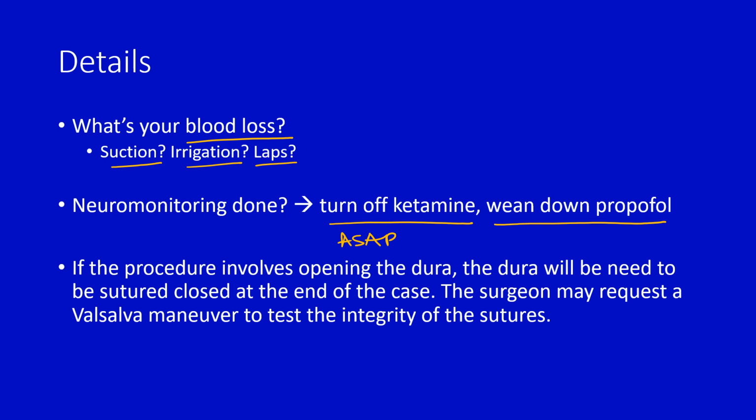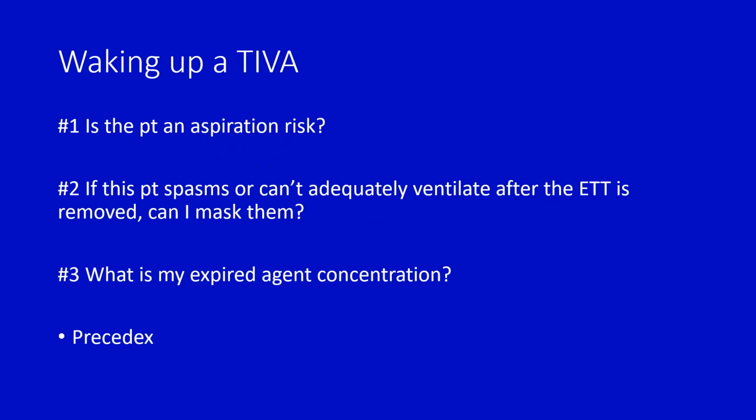And I guess three, which is dampening of their neuromonitoring and sensing signals. With a TIVA wake up, they're not going to go through their typical stage 2. So your concern is more focused on 1, are they breathing adequately? And 2, are they an aspiration risk? Because they're likely not going to be able to protect their airway. If the answers to those questions are satisfactory, you can go ahead and remove the ET tube.